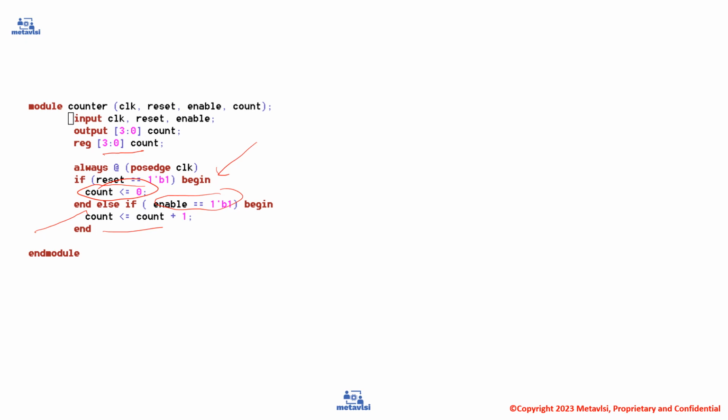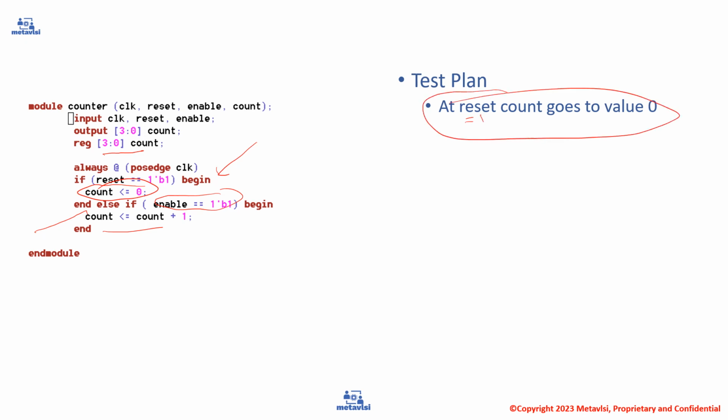We're going to write a very basic test plan just to understand the concept. So what is the test plan for this? First, there is a reset in this counter, and when reset is equal to 1, count should go to a value of 0. That needs to be tested. Even though it's very clear from the code, sometimes when multiple blocks are compiled, it may not be clear.